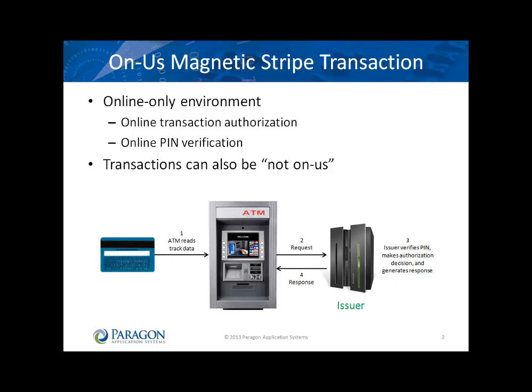When a magnetic stripe card is presented at an ATM, the ATM reads data from the magnetic stripe. Then there is no further interaction between the card and the ATM. The ATM formats a transaction request and sends it to a host system. A transaction can be on us, that is, my card at my issuer's ATM, or not on us, my card at another institution's ATM, or another institution's card at my issuer's ATM. A transaction might therefore go through an acquirer and a network to reach the issuer's host system. The issuer authorizes the transaction and sends a response back to the ATM.